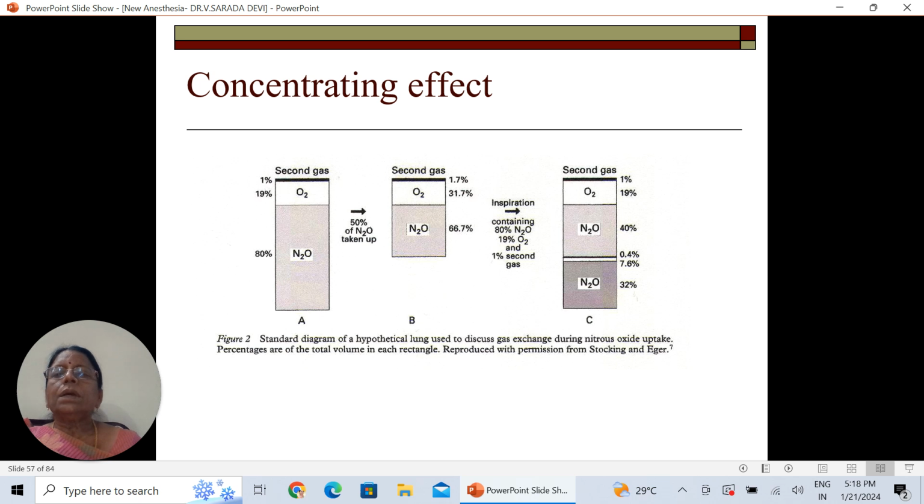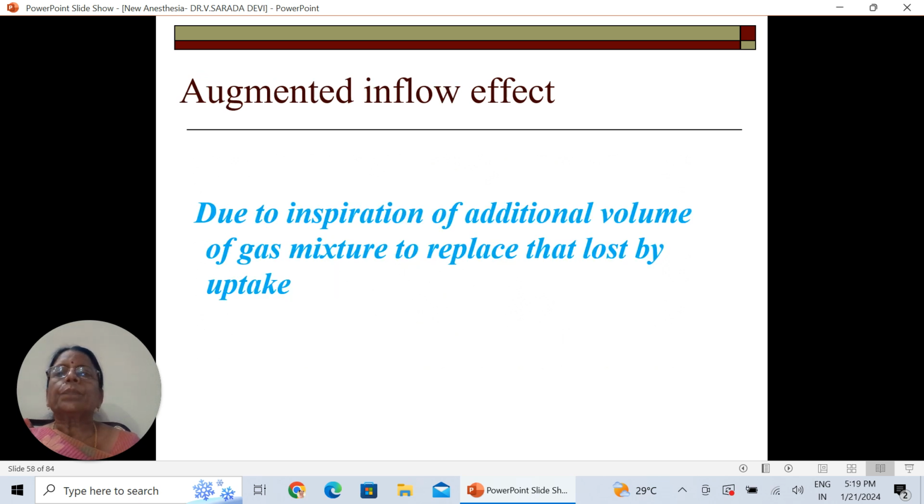So in this diagram, nitrous oxide 80% and oxygen 19%. Second gas effect will be there. So nitrous oxide and oxygen 66%. It is a standard diagram of a hypothetical lung used to discuss gas exchange during nitrous oxide uptake, and percentages are of total volume in each rectangle. Augmented inflow effect is due to inspiration of additional volume of gas mixture to replace that lost by uptake.